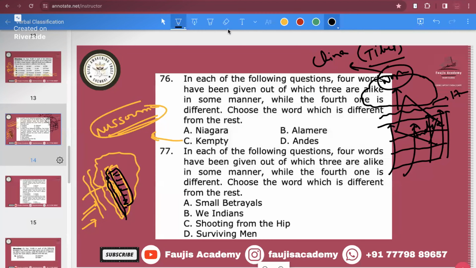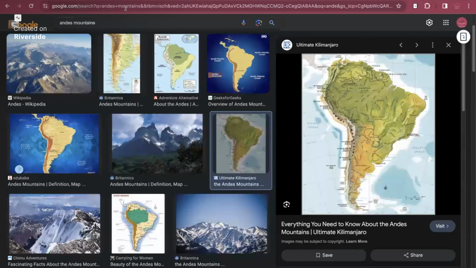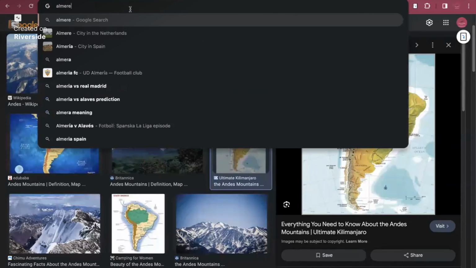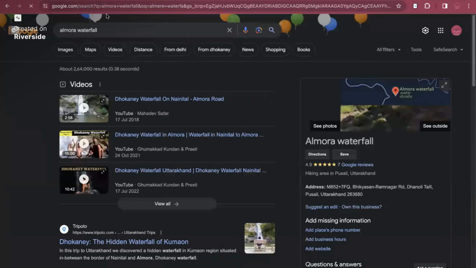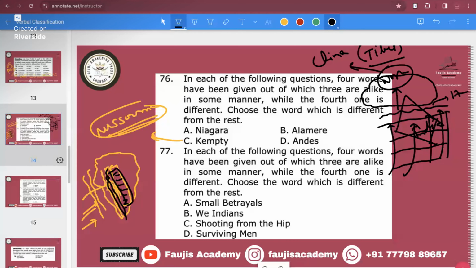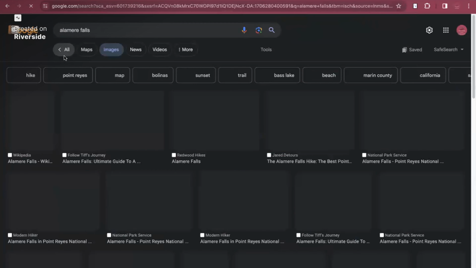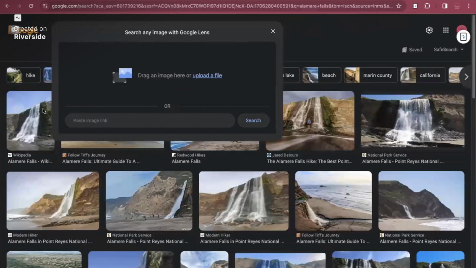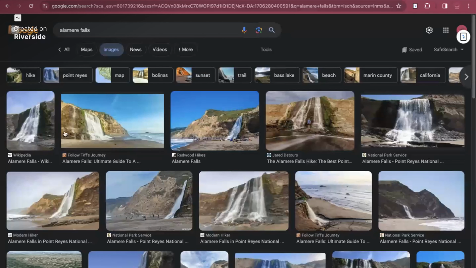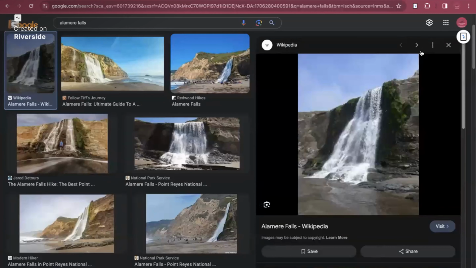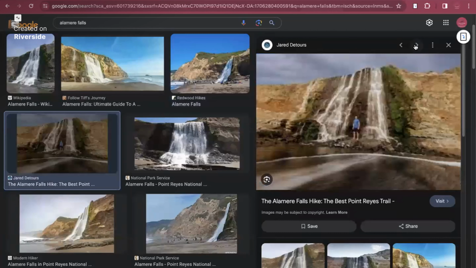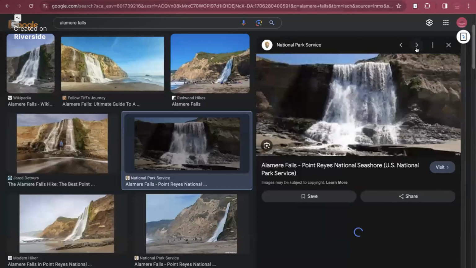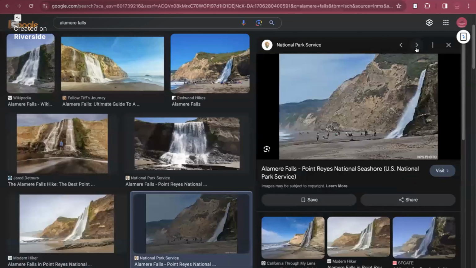Now let's look at Almiri as well. What is Almiri? Almiri waterfall. M-A-R-E. Alamiri Falls. So this is your Alamiri Falls. This is in California. So we'll go ahead with this, the Andes Mountain as your answer. So this is what it is. I guess in South India also you will have much better falls than this. This is idiotic looking falls.